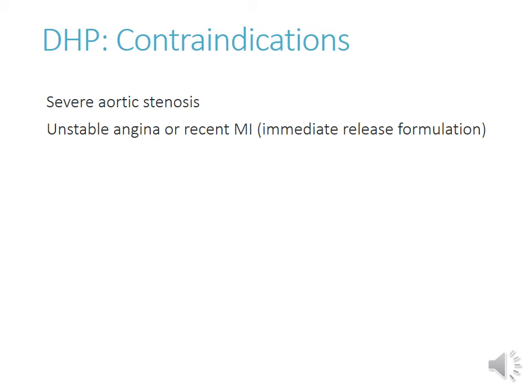Really the only contraindication you're going to run into is severe aortic stenosis, because obviously if you have aortic stenosis, you're kind of squeezing off the pipe a little bit, and then you have all this vasodilation occurring. It's going to be very difficult to keep perfusion up, so you would want to avoid it in that situation. And then also if you have unstable angina or recent MI, you want to avoid immediate release formulations, because that immediate vasodilation can decrease blood flow to the coronaries, decrease oxygen delivery, and can obviously produce new infarctions, so it's not good.